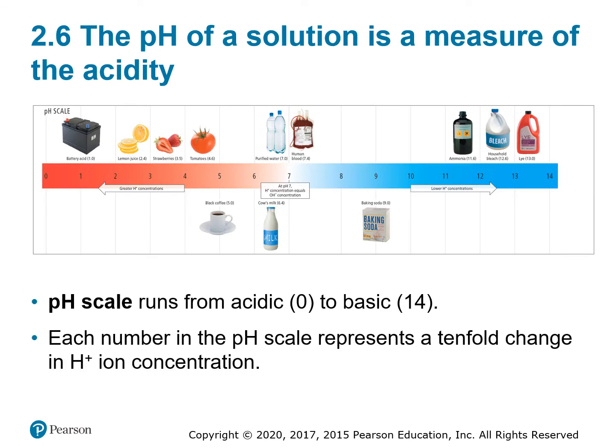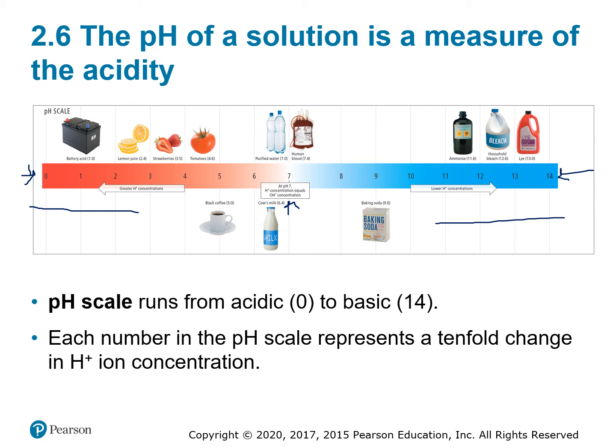So the pH scale goes from 0 to 14. So here's 0 over here, and here's 14 over here. And 7 is right in the middle. So it runs from acidic. So the most acidic is at this end, and the most basic is at this end. And each number in the pH scale represents a 10-fold change in the hydrogen ion concentration.